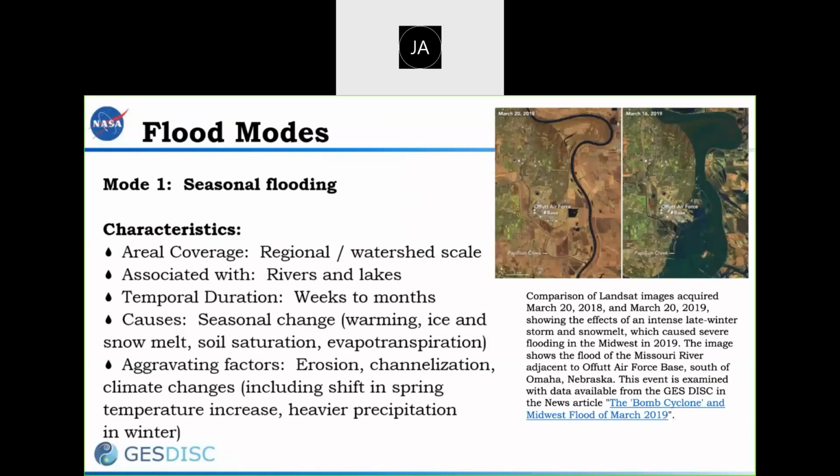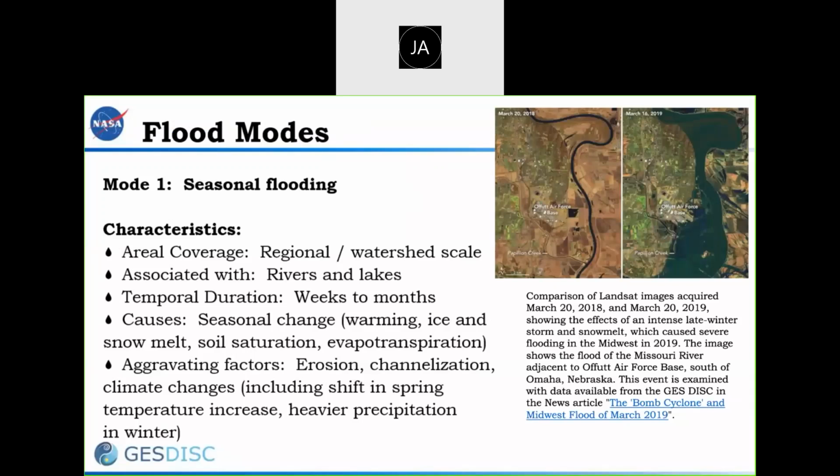Okay, so I'm going to talk about the flood modes. And there's really three basic modes. And the first one is seasonal flooding. And this is one that can cover a very wide scale over a large region, over a full watershed of one or more rivers, and therefore it's associated with rivers and lakes. Lakes can overflow as water flows into them. Rivers obviously can jump their banks. And this can take place over weeks and even on a scale of months.